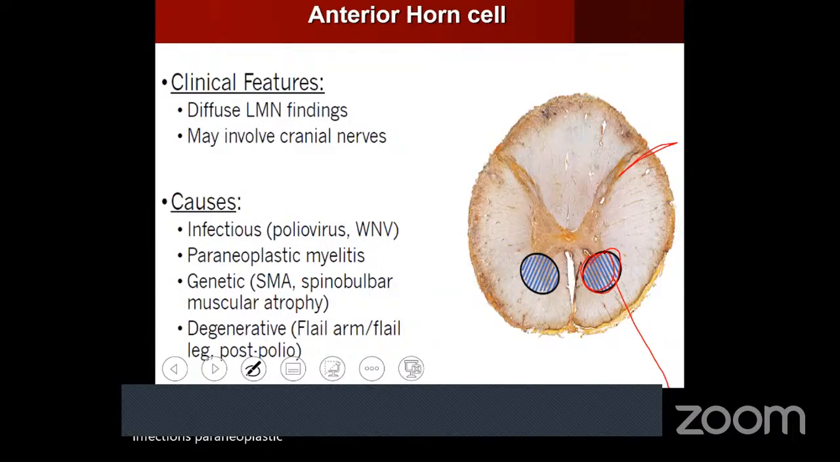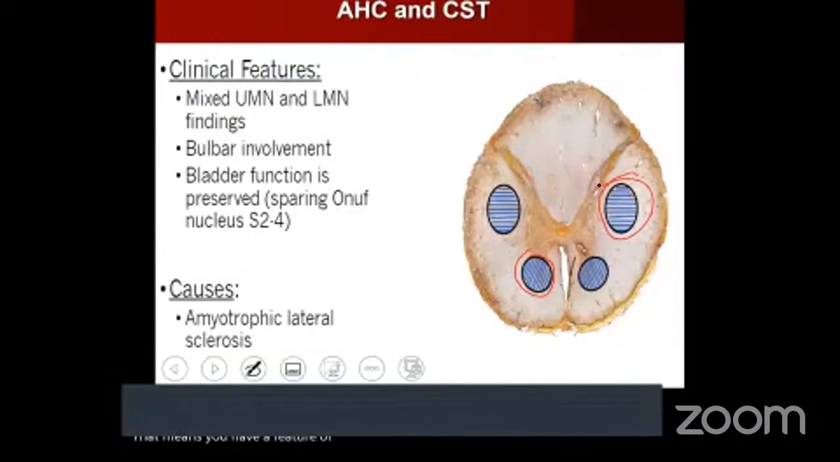Now, if you have a problem of anterior horn cells and corticospinal tract, that means you have features of LMN and UMN together, also bulbar involvement. Bladder function is preserved, with sparing of Onuf's nucleus at S2 to S4. This type of picture is seen in amyotrophic lateral sclerosis or motor neuron disorder.